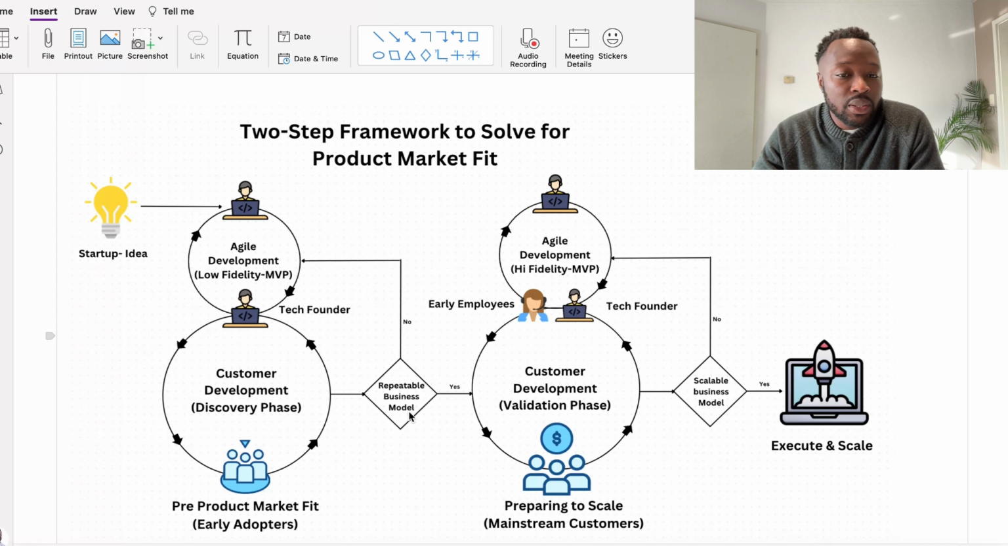If your business model is repeatable, then you move to the second loop, where by then you should have a high fidelity MVP, where your whole goal is to target the mainstream customers.